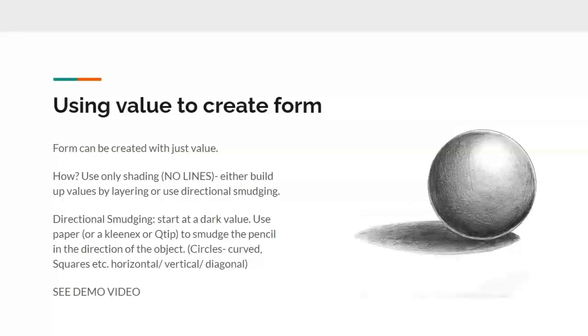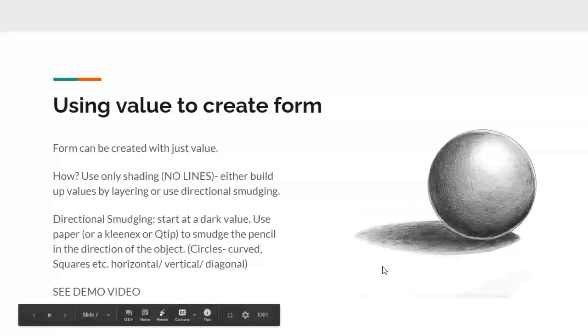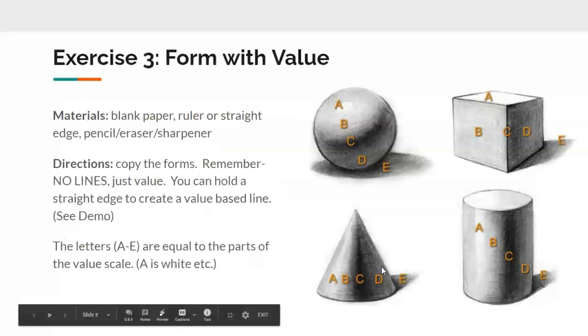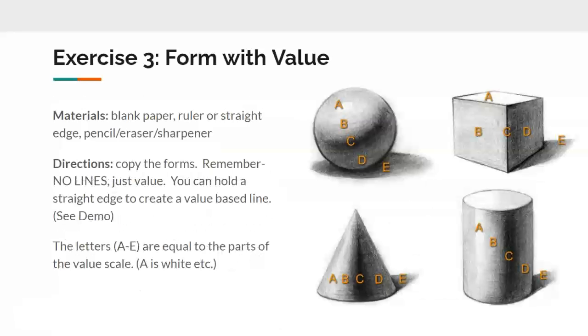Circles are curved, squares and square things are horizontal, vertical, diagonal. And that helps, just like it did when we were painting. And remember, when we painted the forms, if you are putting your pencil strokes, your paint strokes in the same direction that the form goes, it becomes more dimensional and realistic. And I'm going to post a demo video as well.